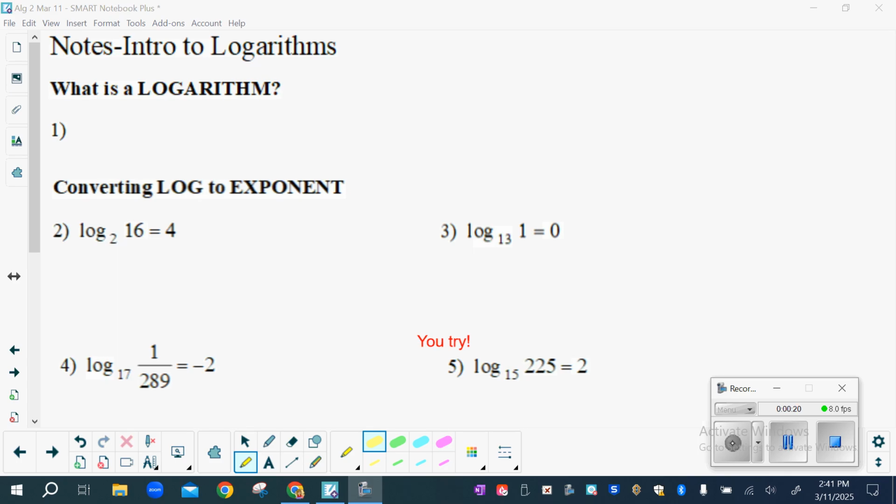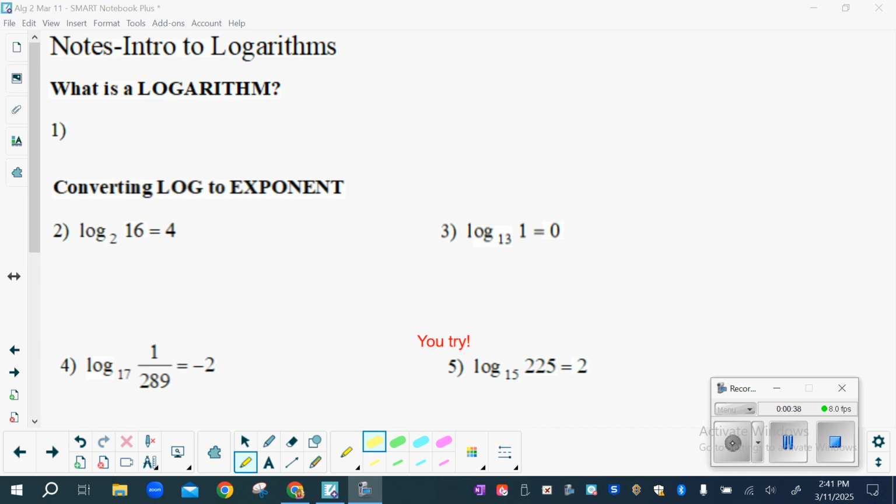Some of you may have noticed there's a couple keys on your calculator that are log keys. We are not going to use those keys for a while. We have to get the base down. We have to figure out the foundation of what logs are, and then we'll get to the calculator stuff. But eventually we will get to that.